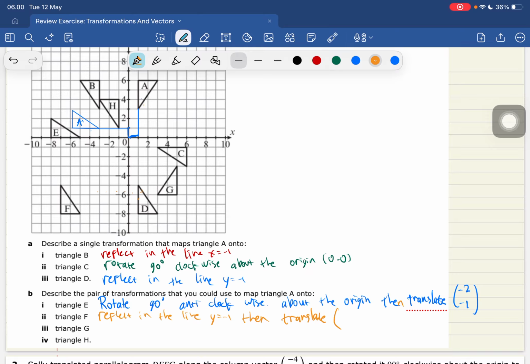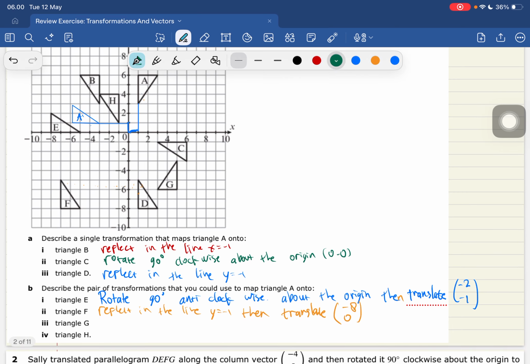A to F. Okay, we can count it. 1, 2, 3, 4, 5, 6, 7, 8. 8 to the left side, so we write it -8. And not moving up or down, so just write it as 0.